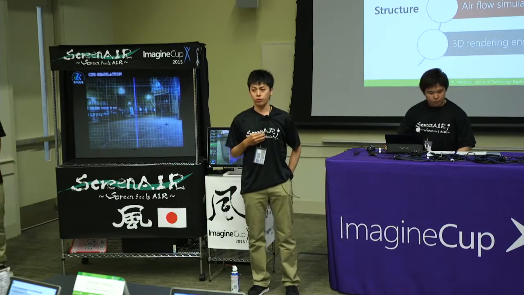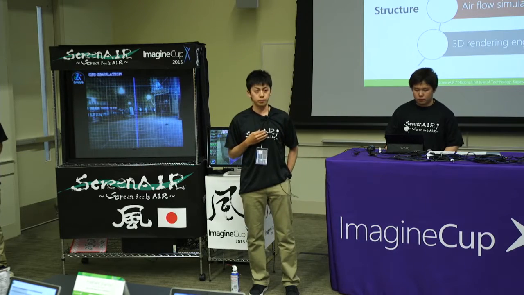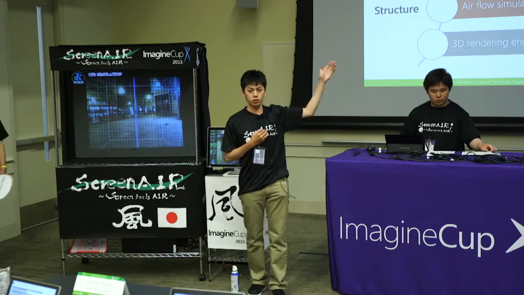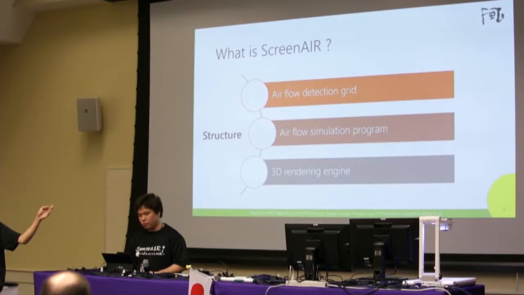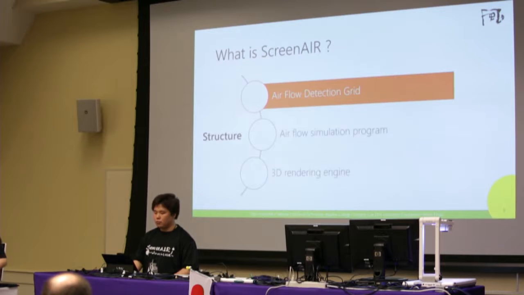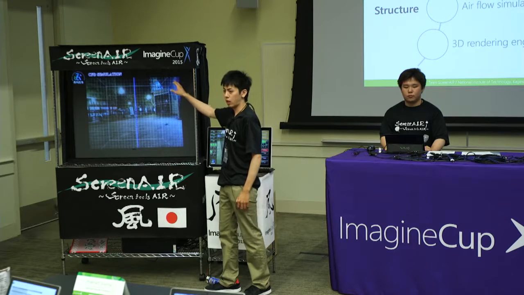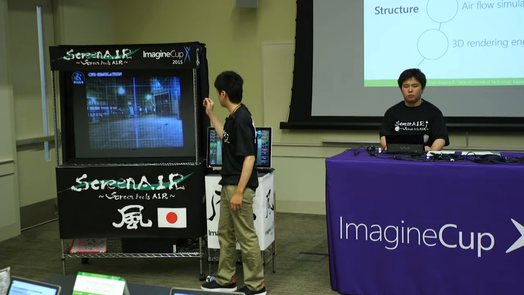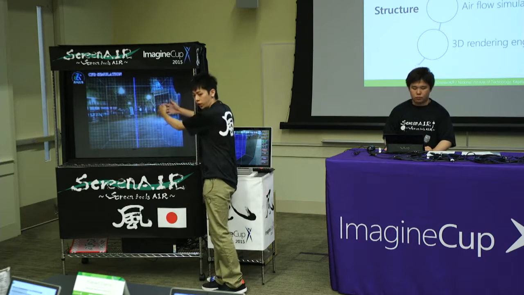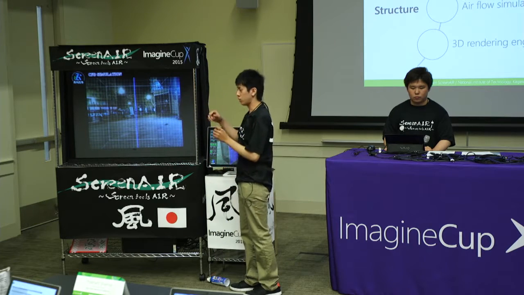Now, we would like to explain the structure of ScreenAir. Airflow detection grid, airflow simulation program, and 3D rendering engine are the key components of ScreenAir. First, we would like to explain the airflow detection grid. It is a core device of our product. Here, the screen detects the airflow. This screen is in lattice form. Thus, airflow passes through the screen. There are many airflow sensors behind the screen.